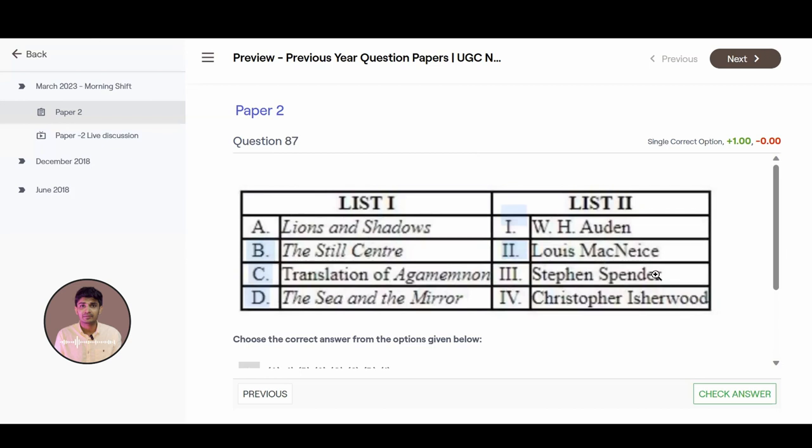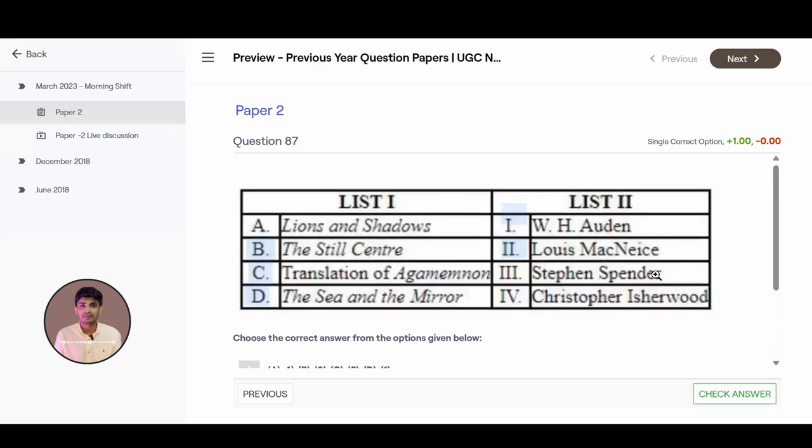All right. 87th question. Connect. Lions and Shadows, The Still Center, translation of Agamemnon, The Sea and the Mirror. On the other side, you have W.H. Auden, Louis MacNeice, Stephen Spender, and Christopher Isherwood. Anybody?